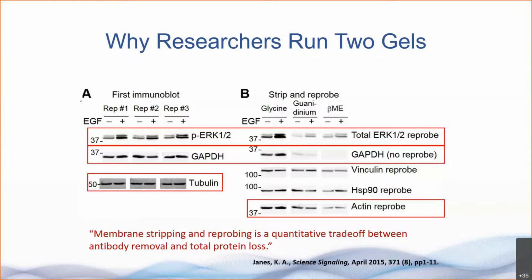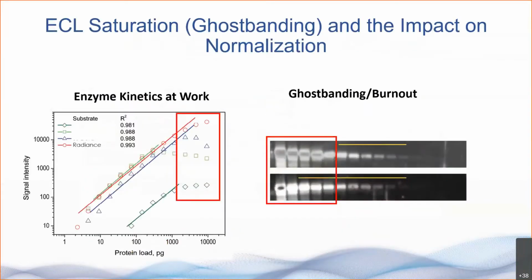All right. Or the other way they would do this is to just run two separate gels, assuming that everything's going to be the same, but it's not always the same. Because once you run two separate gels and do two separate blots, you have two separate experiments. Okay? Stripping and reprobing is always a trade-off between how much antibody you're going to have and not have. Right?